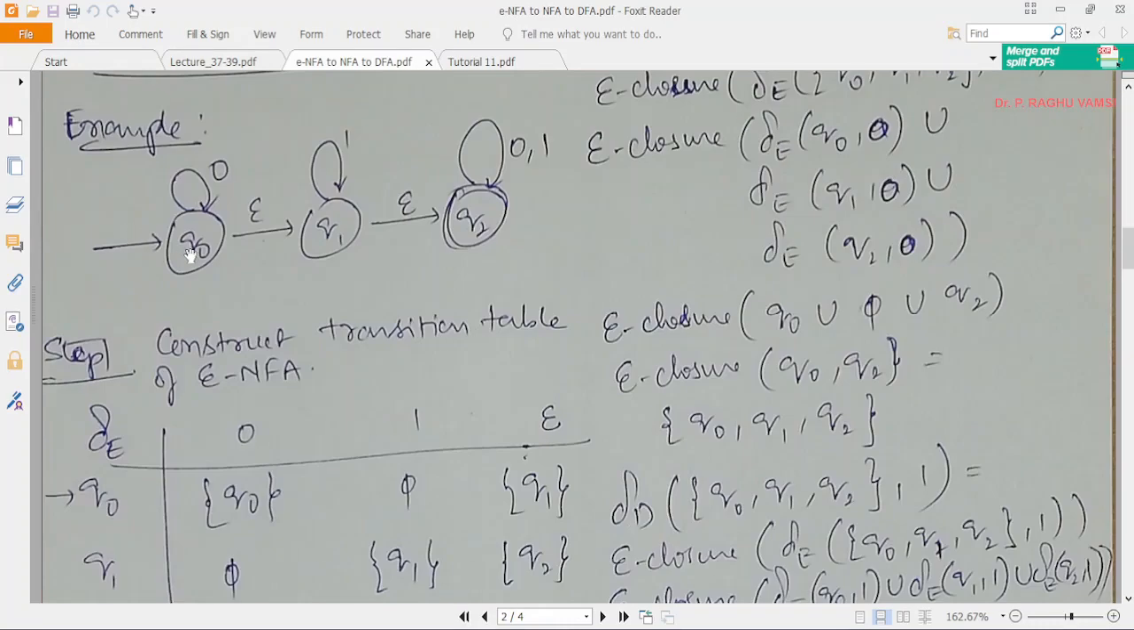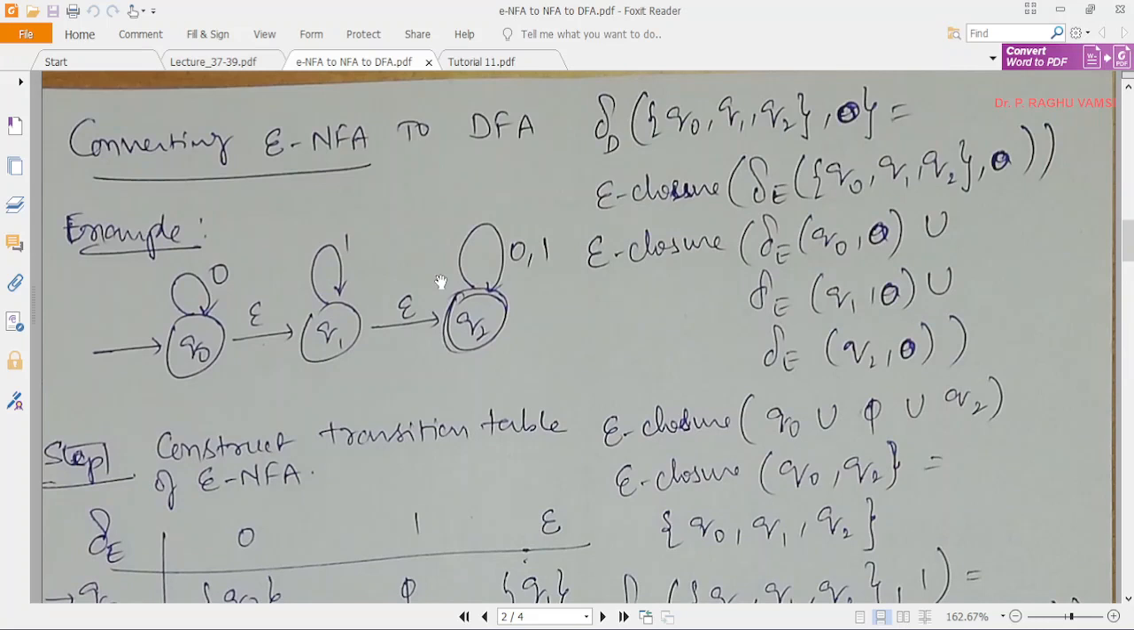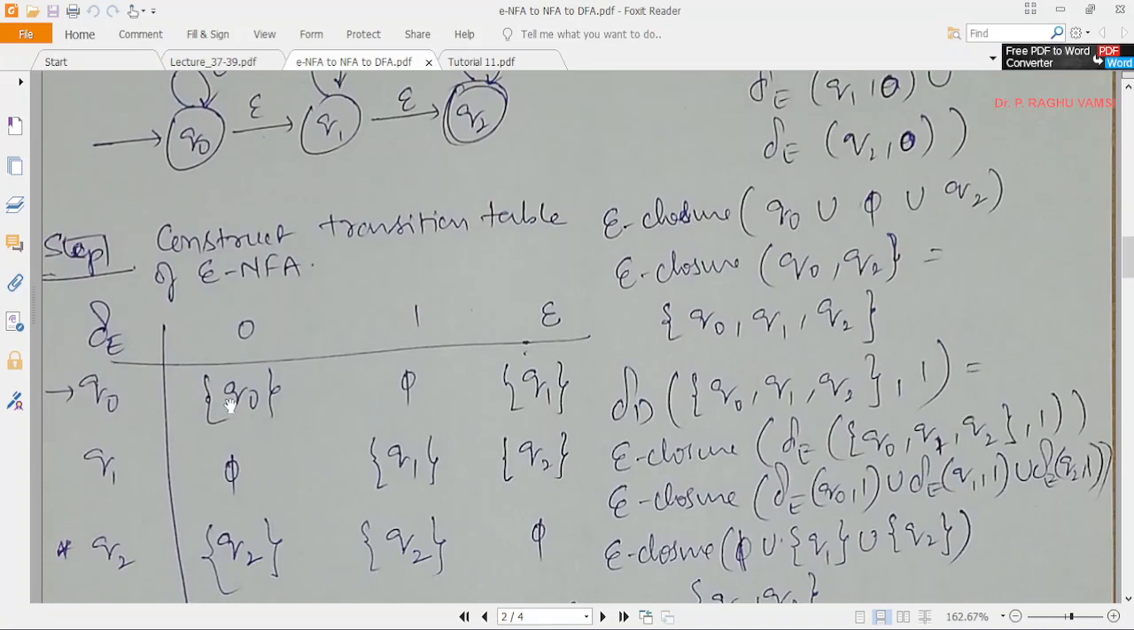Here Q0 is the starting state. On Q0, if you provide input 0, it stays in Q0 itself. Then with the epsilon transition it goes to Q1, and on 1 it results in Q1. So this is the same diagram that we considered in the previous lecture. Next, step 1 is to construct the transition table for the epsilon-NFA. The general transition table that we draw for any NFA or DFA, in the same way we construct the transition table for the epsilon-NFA.